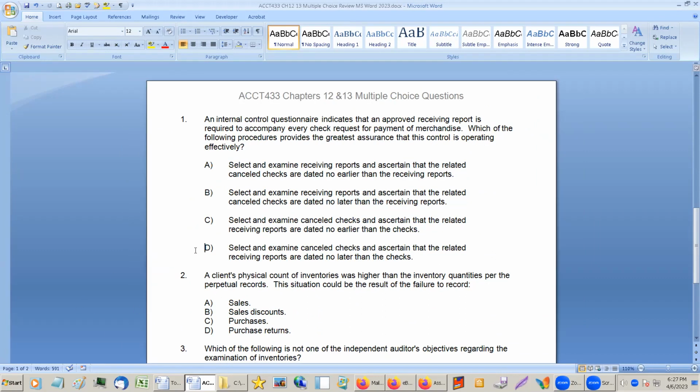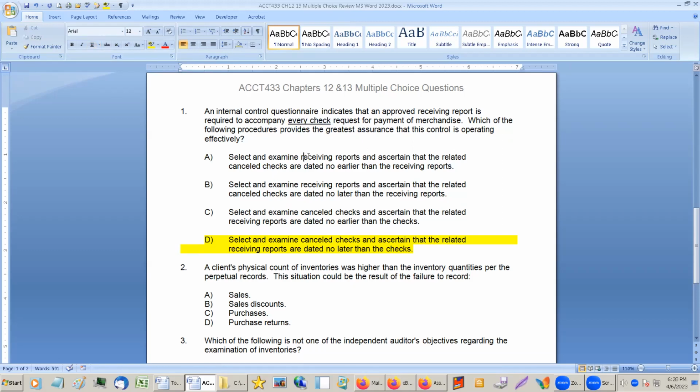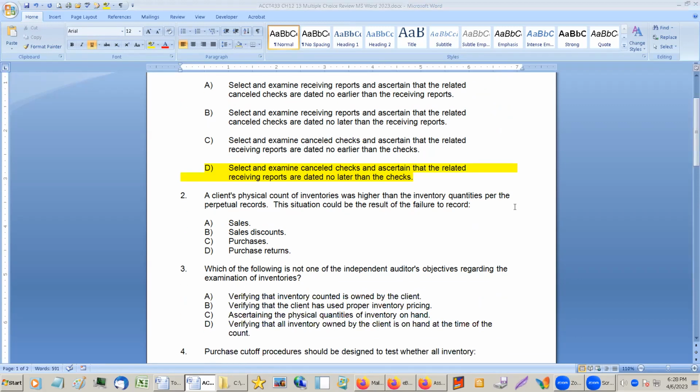Number one, the correct answer is D. Just like you guys said there. The key here is that every check, you're gonna audit from the checks. This first one might look right, but if you go from the receiving report, there might be a check for every receiving report, but there might not be a receiving report for every check. All right, let's go to 2.